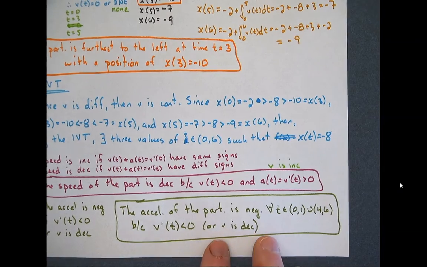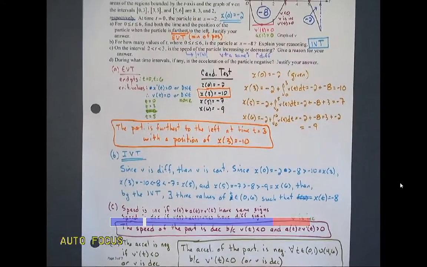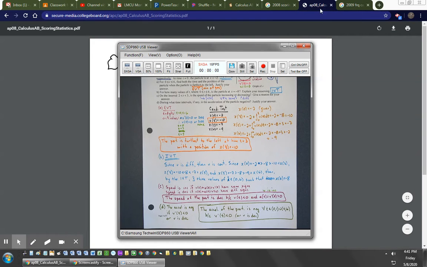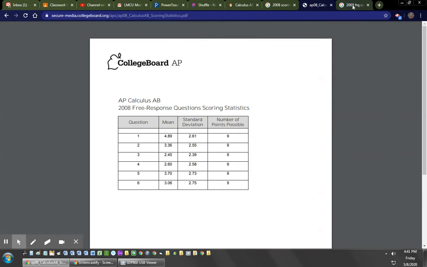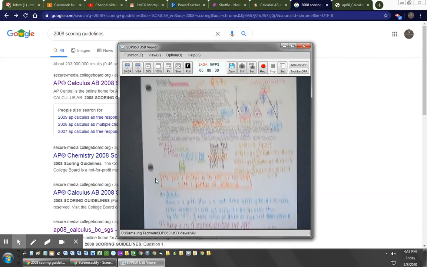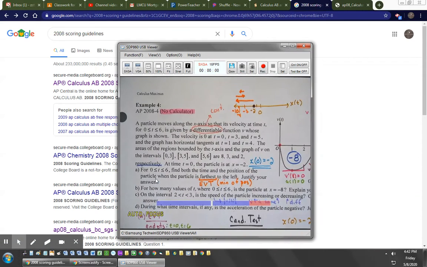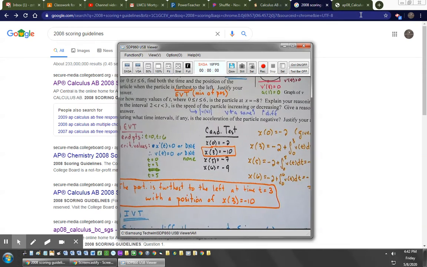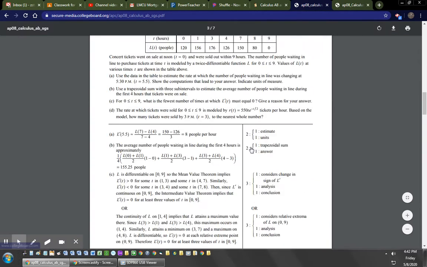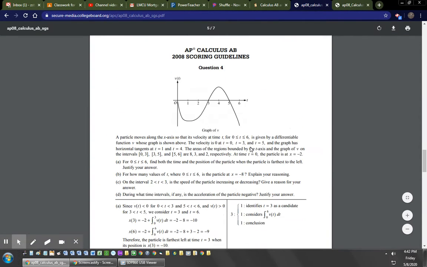All right, let's see how we would have done. Let's check the scoring guidelines. This one I do actually have up and ready to go. I typed in 2008 scoring guidelines, first thing that popped up. If you wanted to, you could type in 2008 question 4 AP Calc, something like that. That's where I'm getting this information. Okay, let's see, what did they say?